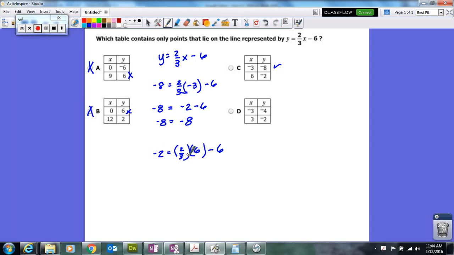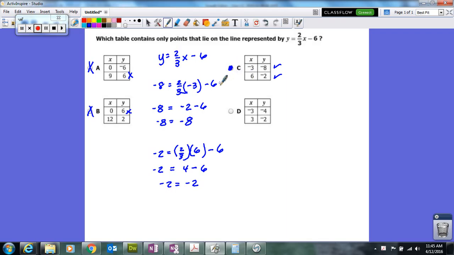Well, when we divide 2 by 3 and then multiply that times 6, that gives us a value here of 4. So we were wondering, does negative 2 equal 4 minus 6? And guess what? Negative 2 does indeed equal 4 minus 6, telling us this ordered pair works, telling us answer C has got to be the correct answer.